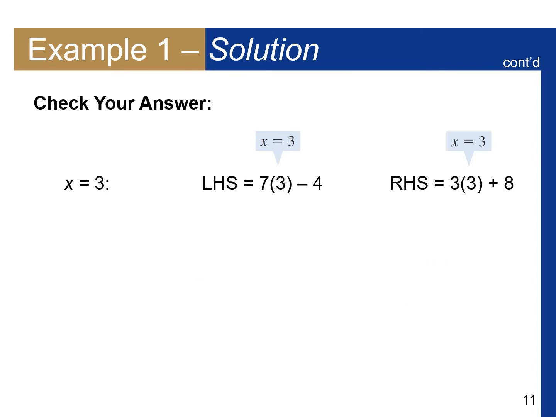Checking your answers. If I put 3 into the left-hand side and 3 into the right-hand side, that's what this means, left-hand side, right-hand side of the equation, I will get 17 on both sides. So since that's a true statement, that 17 equals 17, the left-hand side will equal the right-hand side. It's important to check your equations, even more so in the nonlinear equations.